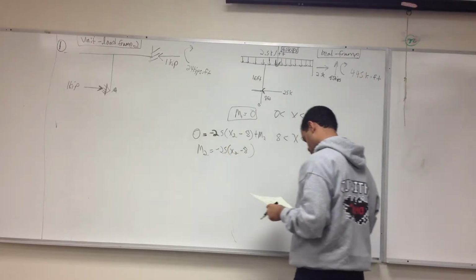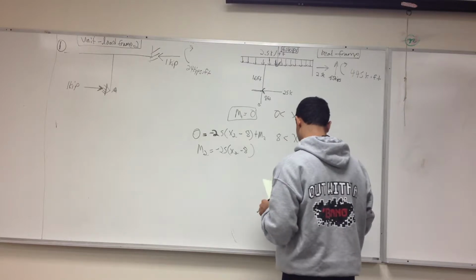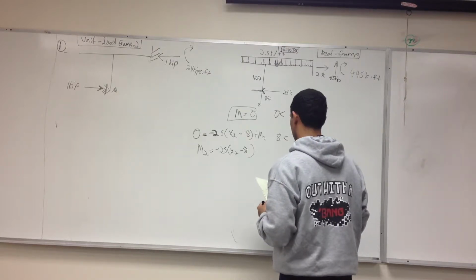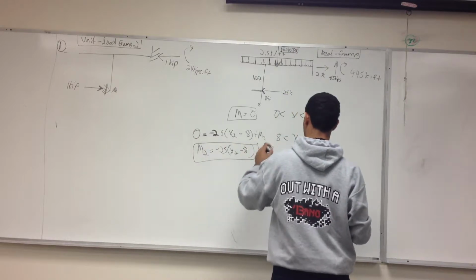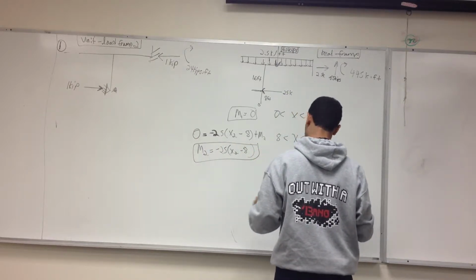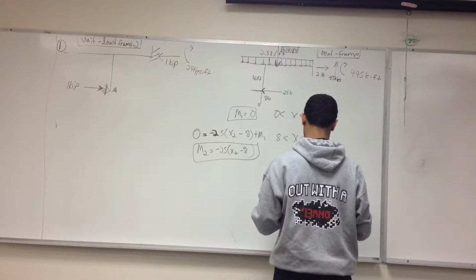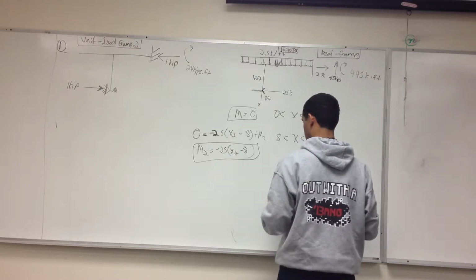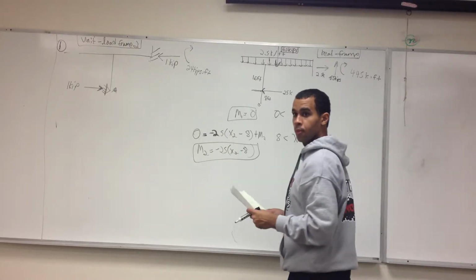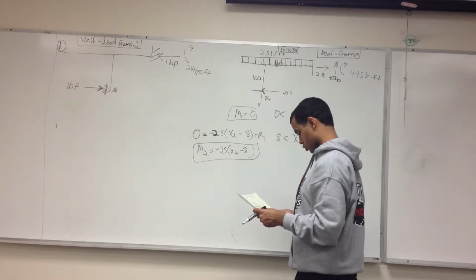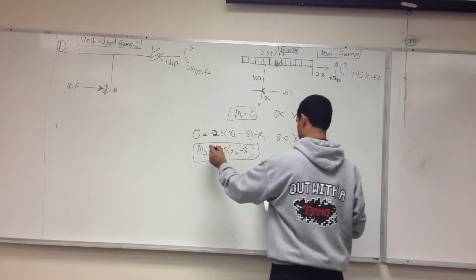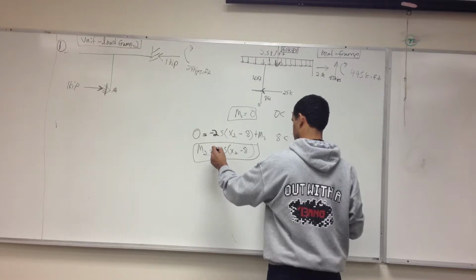Now, for our third cut, 0 to 20. Won't that be negative m2 equals negative 25 times x2 minus 8 plus m2? Isn't that negative m2 equals that? Oh, positive. Yeah, positive. This is positive over here.